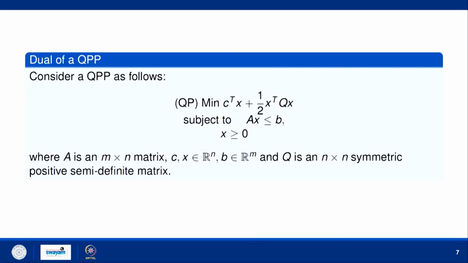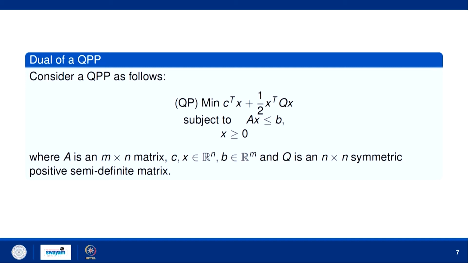Okay. So, now let us try to find how we can write a dual of a QPP, a quadratic programming problem. So, this is a quadratic programming problem. How can we write a dual? We already know that this is a QPP because the objective function is quadratic in nature and all constraints are linear. So, here A is an m cross n matrix, C and x belong to Rn, b belongs to Rm and Q is an n cross n symmetric positive semi definite matrix.